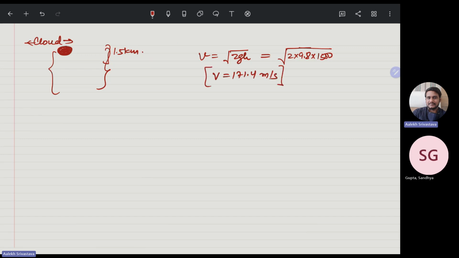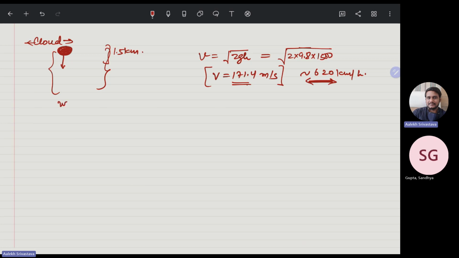So if a drop is free falling, it can achieve this much velocity, and that is very high. If you multiply by 18 by 5, you will get it in kilometer per hour. To give you a sense of how high it is, it is approximately 620 kilometer per hour. But although the drop falls, it does not achieve that much velocity. 620 kilometer per hour is very high, but the drop is not achieving that velocity.